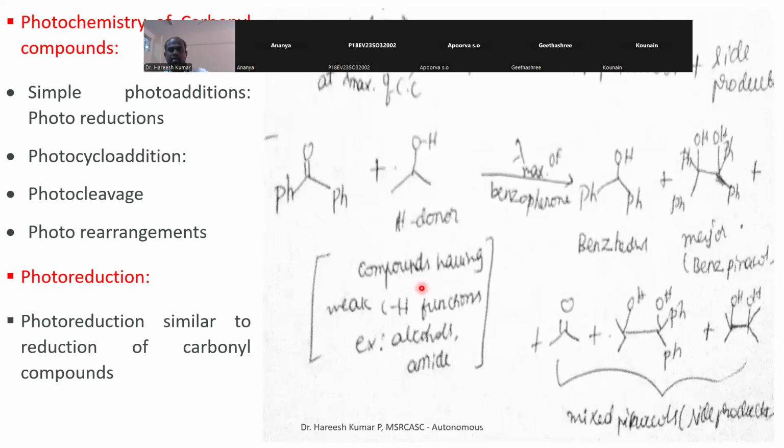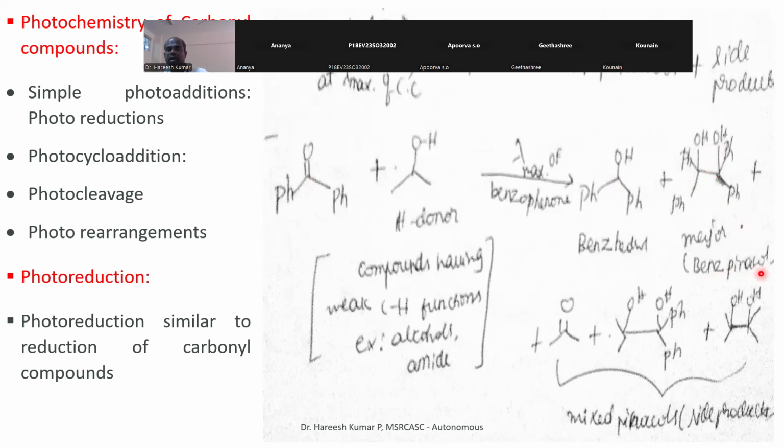And these compounds have a weak CH function. That means this CH bond is weak. Examples are alcohols and amides, which can be used as hydrogen donors. So when these two are irradiated at the lambda max wavelength of the carbonyl compound, benzhydrol is formed. The name of this compound is benzhydrol, B-E-N-Z-H-Y-D-R-O-L. So this is the conversion of benzophenone to benzhydrol. In addition to that, a pinacol is formed.